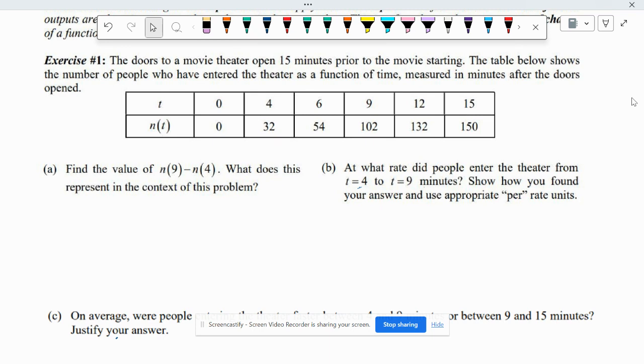So 4 minutes after the doors have been opened, 32 people came in. 6 minutes after the doors opened, 54 came in. 9 minutes after the doors were open, 102 came in, so on and so forth.